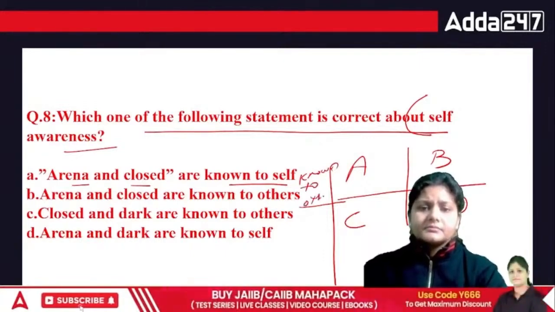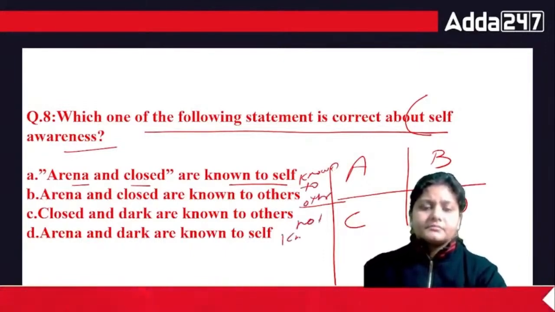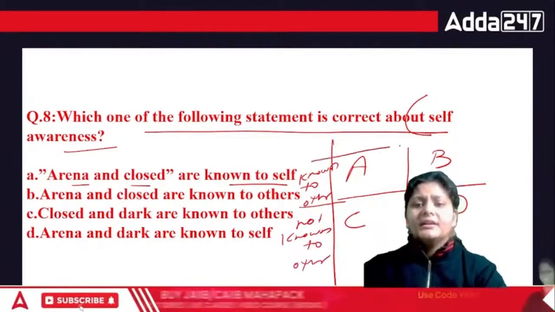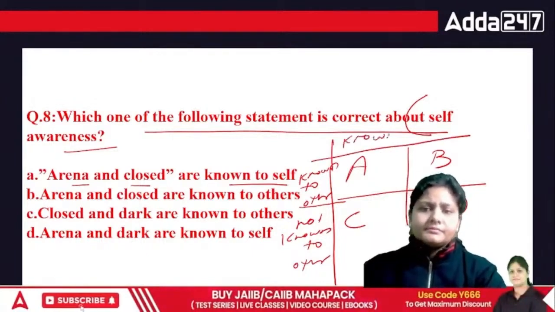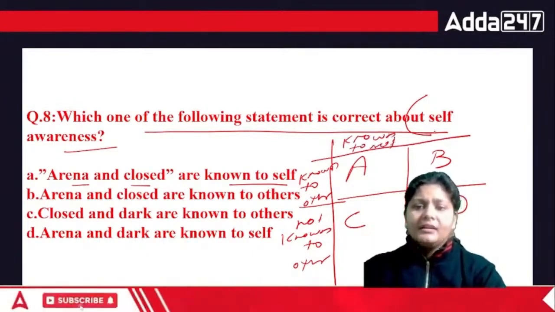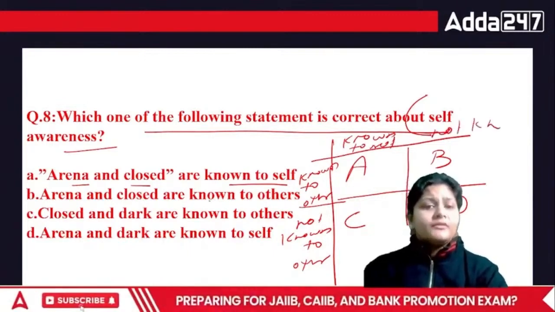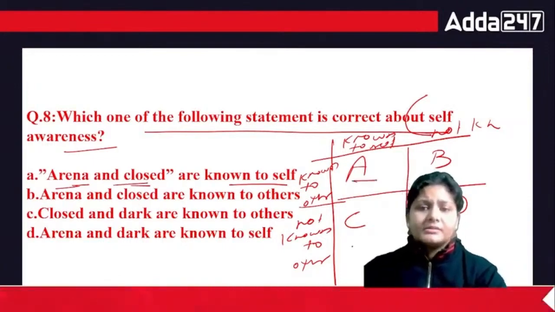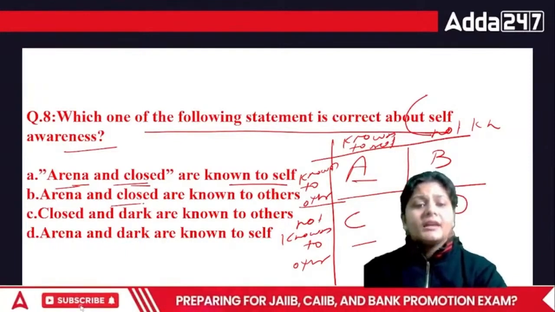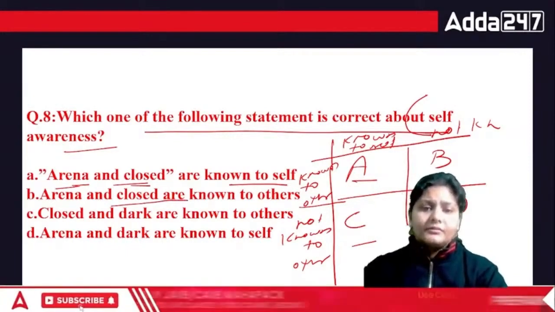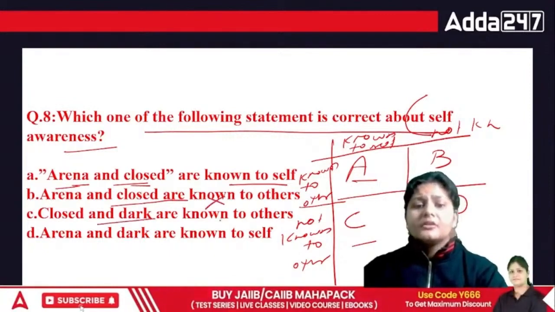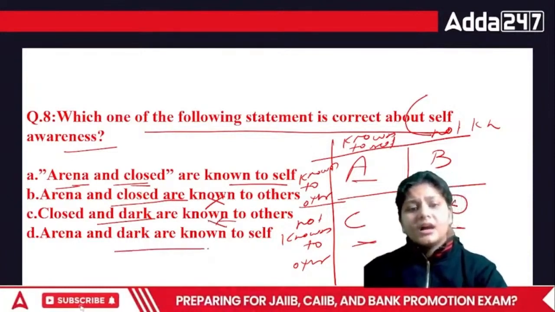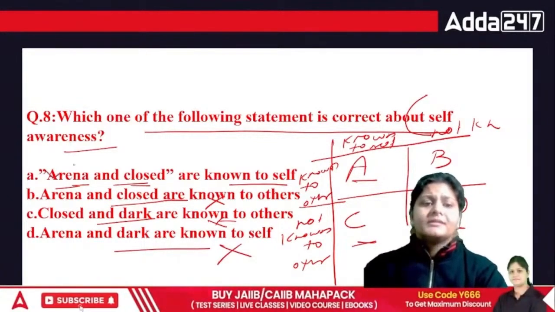Known to others, and not known to others. This area is known to self and not known to self. So here we are talking about arena and closed that are known to self. Arena and closed, yes, that are known to self. Arena and closed known to others, which is wrong. Closed and dark known to others, that is also wrong. Arena and dark known to self, which is also wrong. So number 1 is the right one.